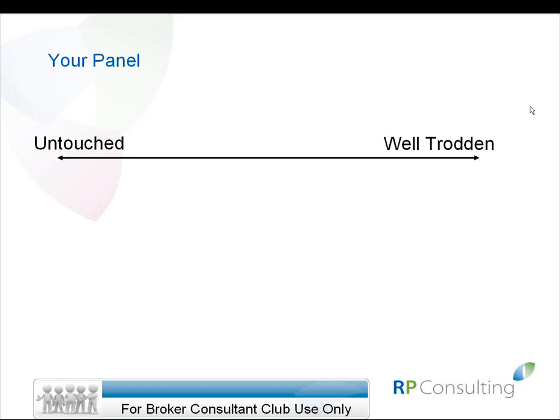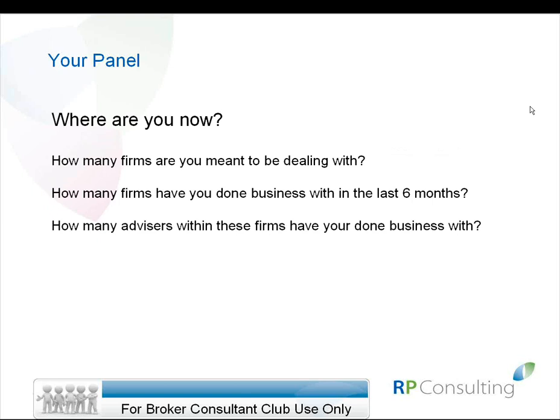The key to start with though is to list out all of your accounts on your panel. It'll be something I'm sure you're aware of. And work out how many firms you are meant to be dealing with, and then how many firms you have done business with in the last 6 months. And I put the timescale on there because if activity's not happened in the last 6 months, you may as well zero them back down again.